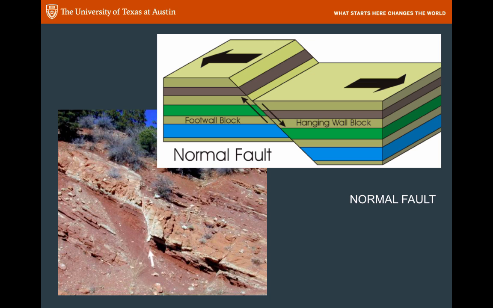If the hanging wall moves down with respect to the footwall, that happens when there is stretching, and that we call a normal fault. And here's a picture of a normal fault in the field where you can see pretty clearly that, marked with a white arrow there, the hanging wall has moved down in this particular outcrop.